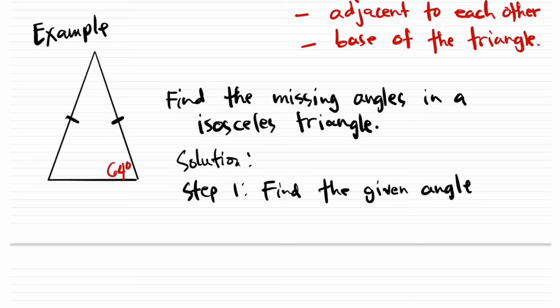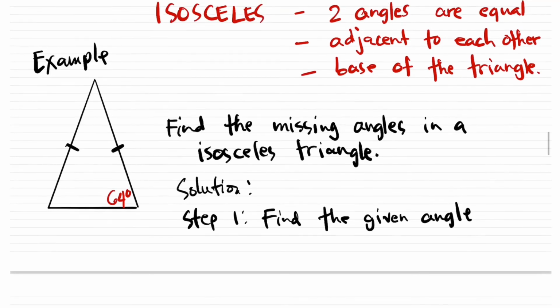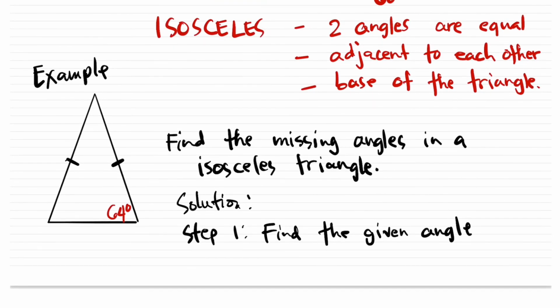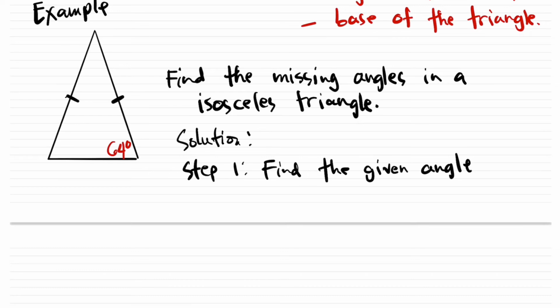Remember, one triangle is equal to 180 degrees. Correct? One triangle is 180 degrees. And remember, in an isosceles triangle, the base angles are equal. Okay? The base angles are equal. So therefore, we can write here the missing angle is equal to 180 degrees minus 64 degrees minus angle 2.